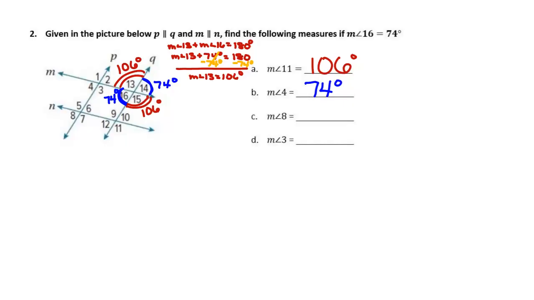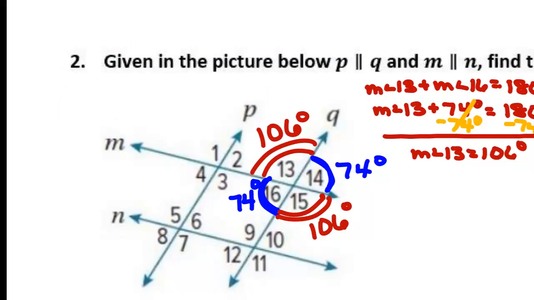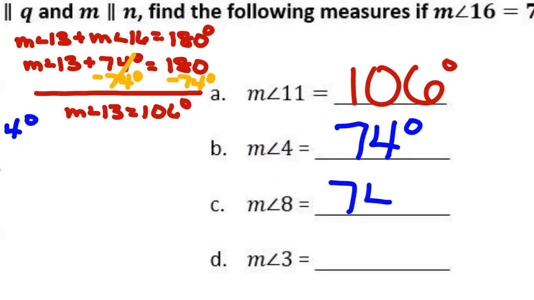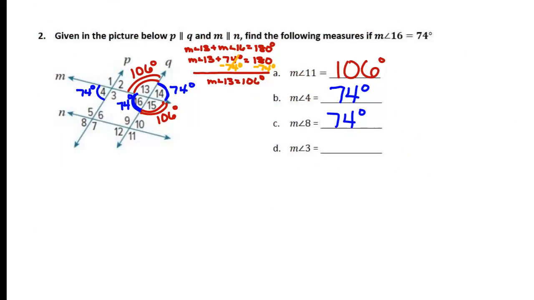Angle 8 is down here. Are there any lines that touch angle 8 that also touch these? No, so I'm going to need to find a different relationship. But didn't we just say that angle 4 was 74 degrees? Angle 4 is 74 degrees, so I'm going to mark that. Can I find a relationship between angle 4 and angle 8? Corresponding, so how big is angle 8? 74 degrees, yes, because they are corresponding.